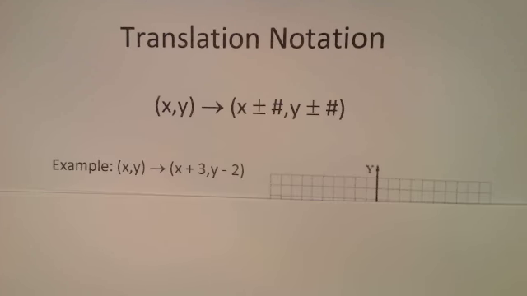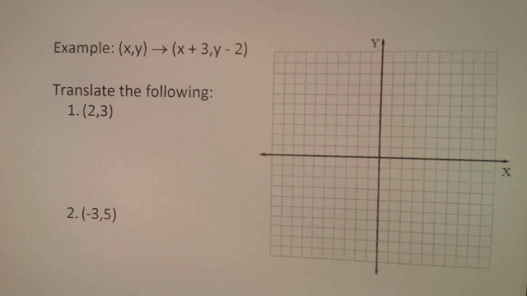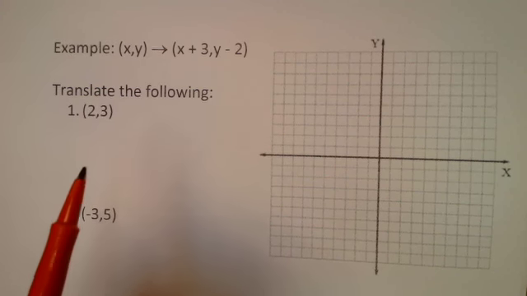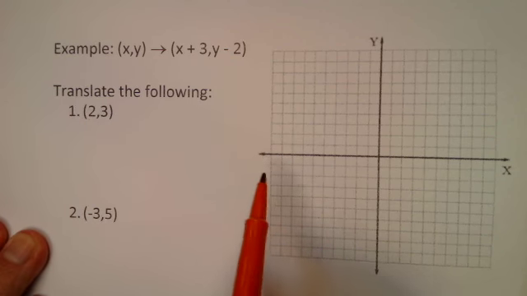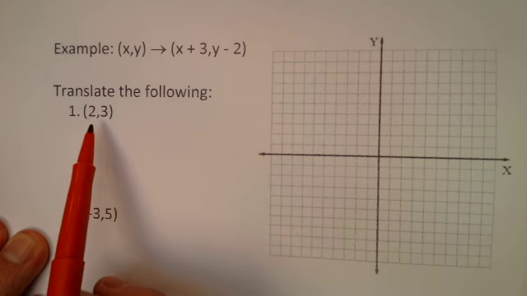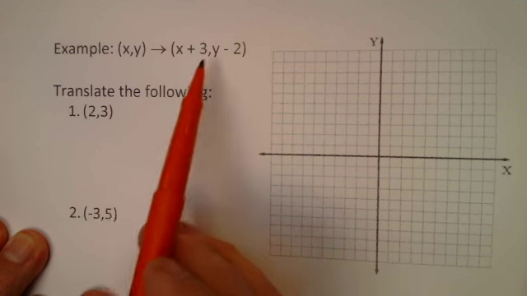Here's an example of what I'm talking about. Here's an example of a set of instructions telling you how to move the points of an object, or just move one point. You're going to take your point, whatever your x and y is, and you're going to plug it into these instructions to get the new point. Here's our first example. Our first example is the point (2, 3). And we're going to translate this point using these instructions.